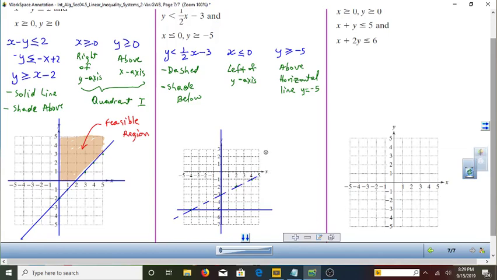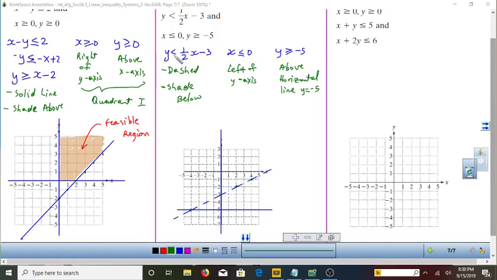All right, so where are we going to shade? We're going to shade to the left of the y-axis. That means we're going to shade on the left side here. We're going to shade above the line y equal to -5. That means we're shading above. That means we're in this region here.